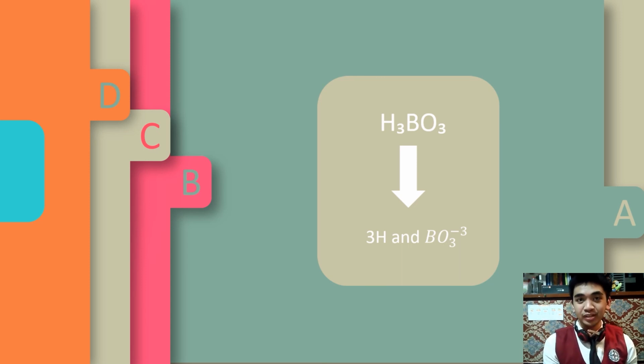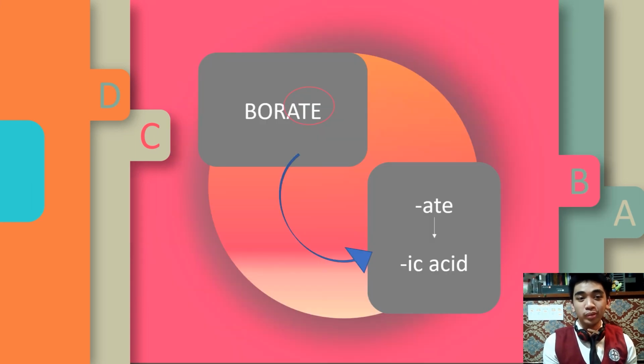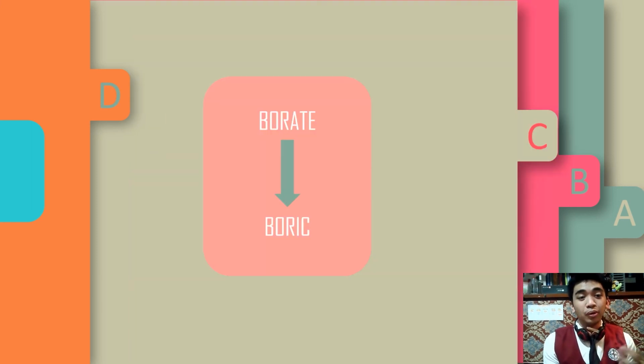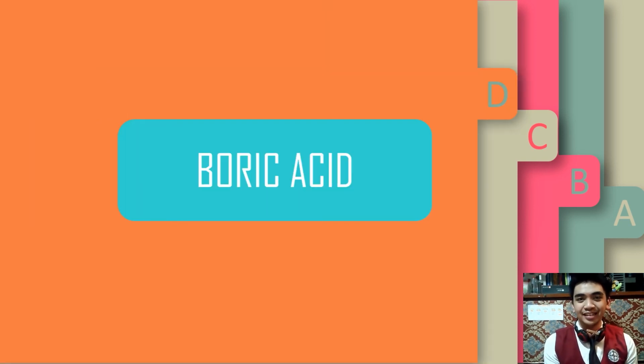The next step is to determine its name. The name will be boric. And we all know that when an element is ending with ate, it will be replaced by ic, followed by the word acid. So the borate will transform into boric and be followed by the word acid. So we will have boric acid. So that's it for our ternary acids.